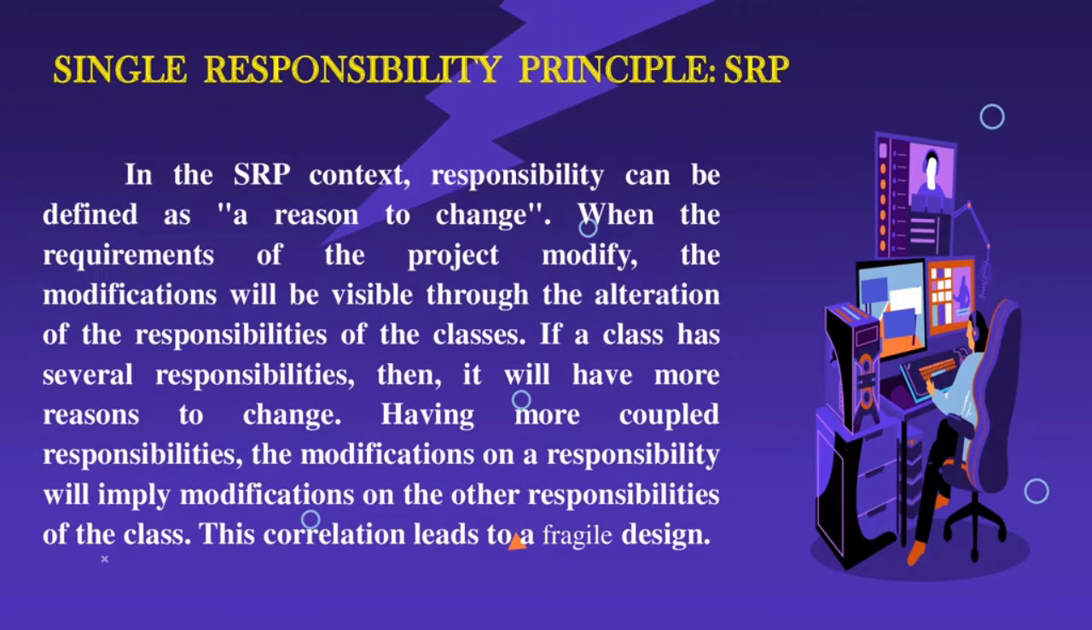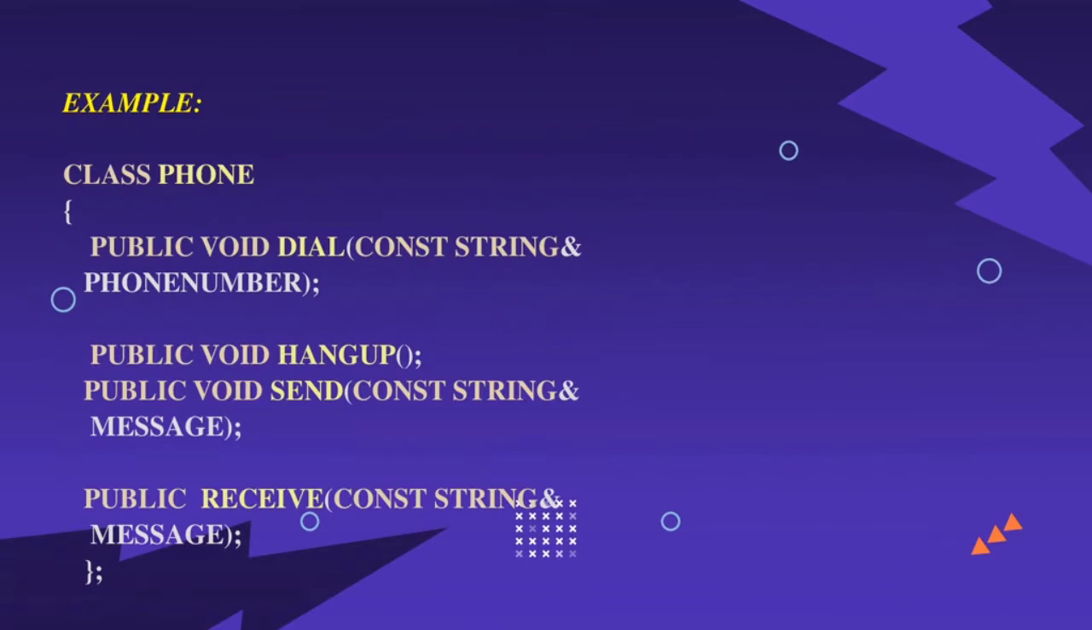First, we are going to see about the single responsibility principle. In the single responsibility principle, a class should have a single responsibility and thus only one reason to change. In classes having more coupled responsibilities, a modification on one responsibility implies modification on the other responsibilities of the class. In this program, all four methods represent functionality related to the phone concept. This class has two responsibilities: hang up is responsible for the connection, while send and receive are responsible for data transmission.